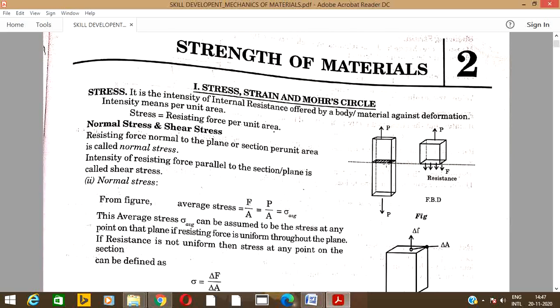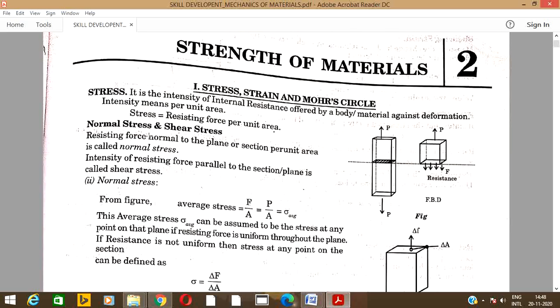That resistance is always opposite to the direction of load. The force is acting like this, but the resistance is opposite to the applied force P. That resistance per unit area is called stress. Generally in stress we can see two different stresses, that is normal stress and shear stress. This classification is based on the direction of the applied load, right?